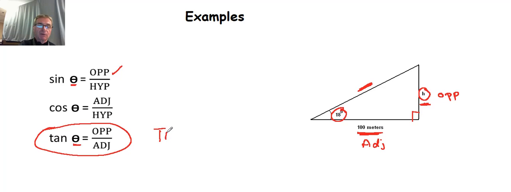So let's see. If I wrote this down, the tangent of 18 degrees is equal to opposite over adjacent. So it's going to be h divided by the adjacent side, which would be 100 meters.